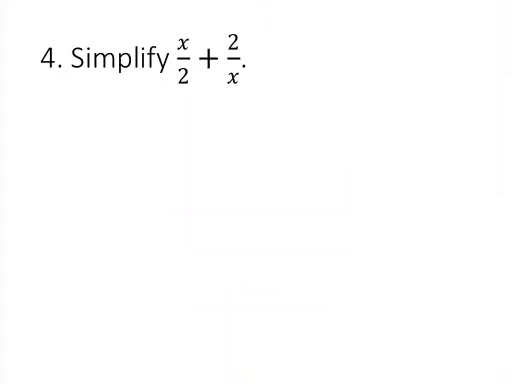This time we're simplifying an algebraic expression involving fractions. As always, whenever we want to add two fractions, we want to find a common denominator. We can always find a common denominator simply by multiplying our two denominators together. So our common denominator here is going to be 2x.